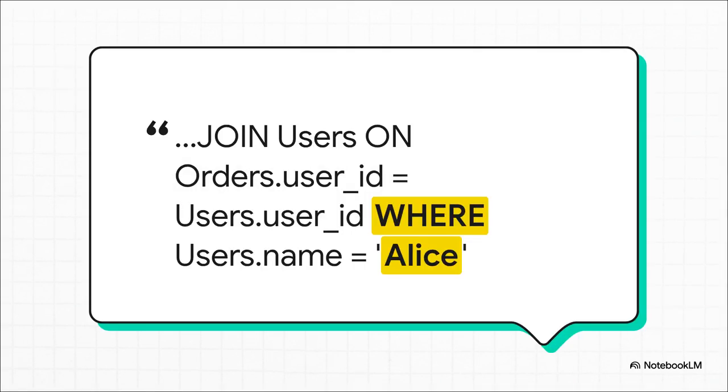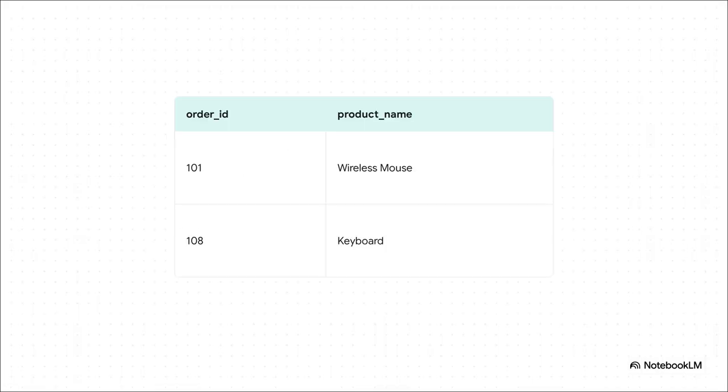Okay, step 2. Now we've got to translate that question into SQL, which is just the language that databases speak. Now, don't worry about the code itself, just focus on the logic here. All this command is doing is telling the database, hey, go connect the users table and the orders table using that shared ID we talked about, and then only show me the ones where the user's name is Alice. See? Simple instructions.